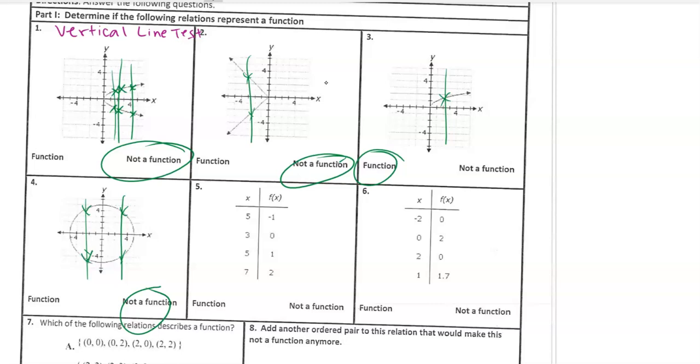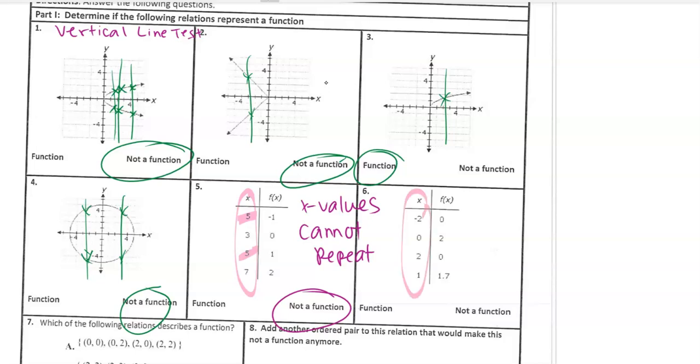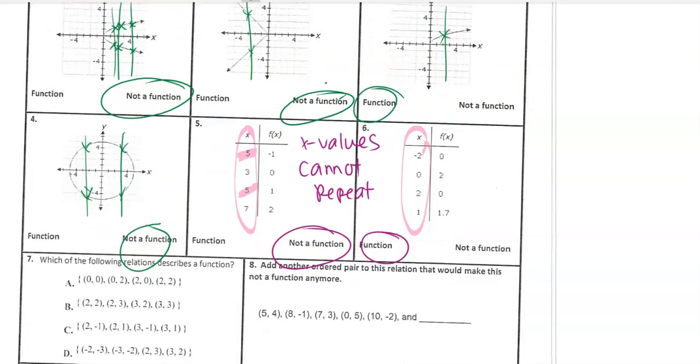Now that we're at these tables, anytime you have a table, we want to look at the x values, and we want the x values to not repeat. In order for it to be a function, x values cannot repeat. Here we have 5 and 5, so those x values repeat. It is not a function. And this last one, we have -2, 0, 2, 1. None of those x values repeat, so that is a function.